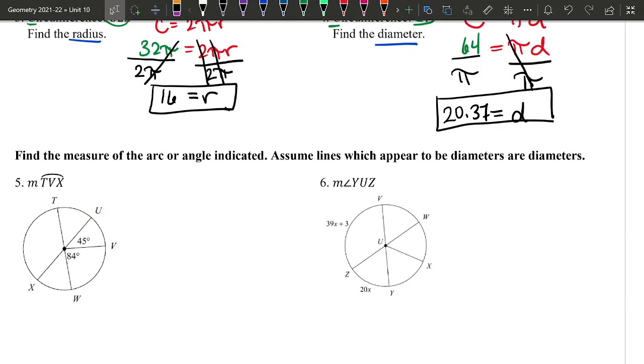The next section is find the measure of an arc or angle indicated. And then it says assume lines which appear to be diameters are diameters. So the instructions about what you're solving for are very important. The word measure tells you you're dealing with degrees.